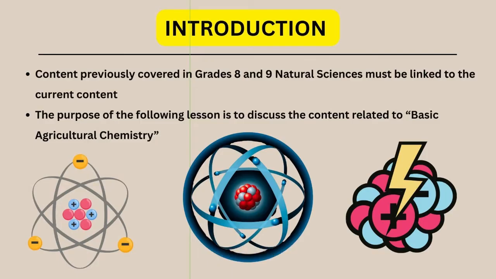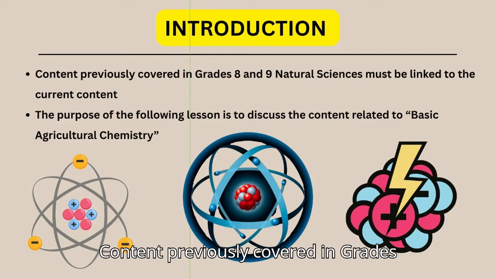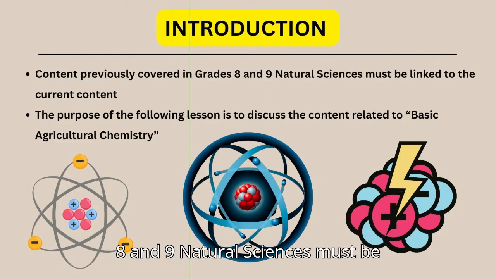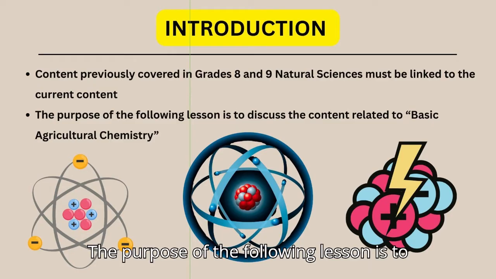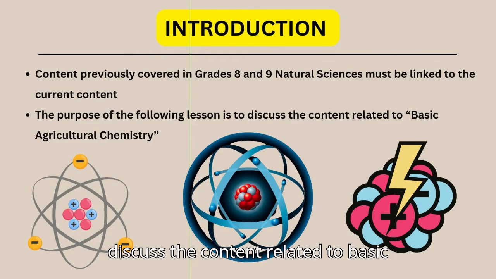Introduction. Content previously covered in grades 8 and 9 natural sciences must be linked to the current content. The purpose of the following lesson is to discuss the content related to basic agricultural chemistry.